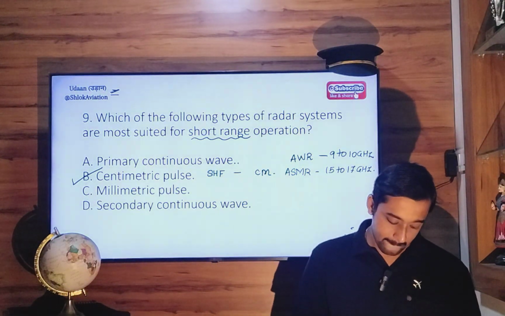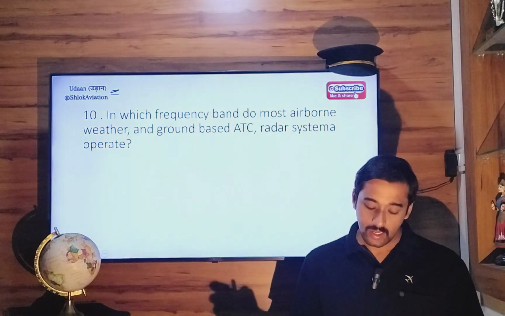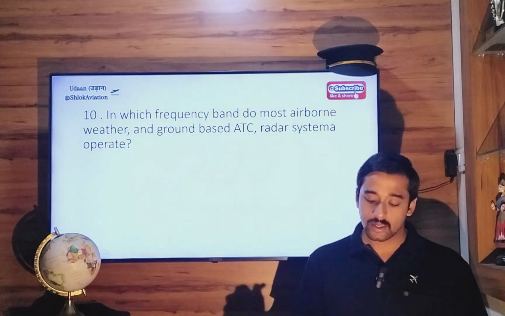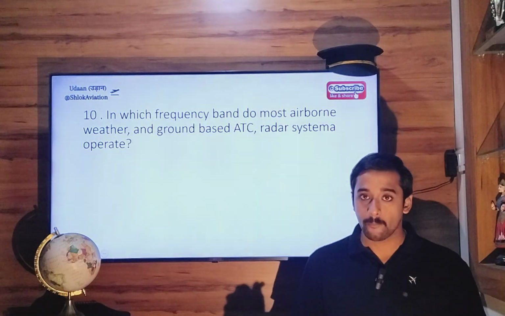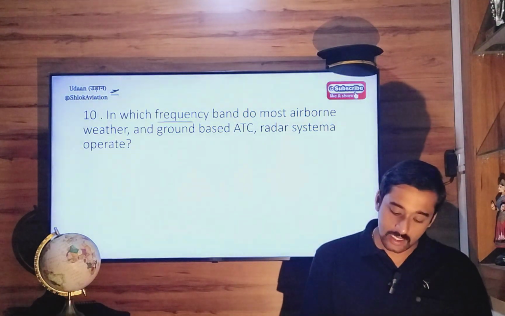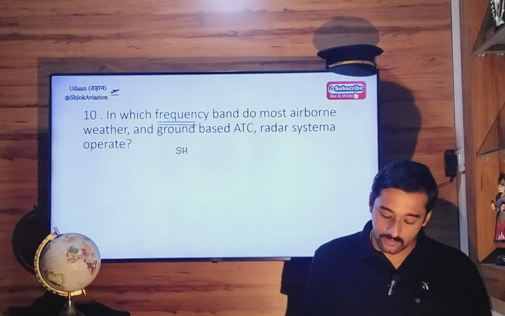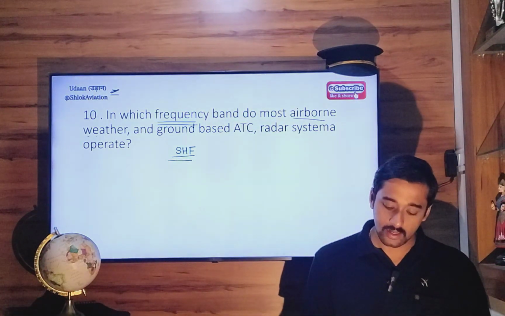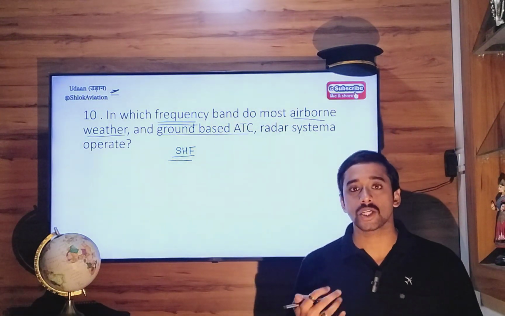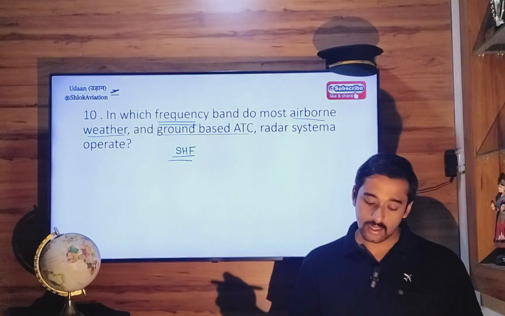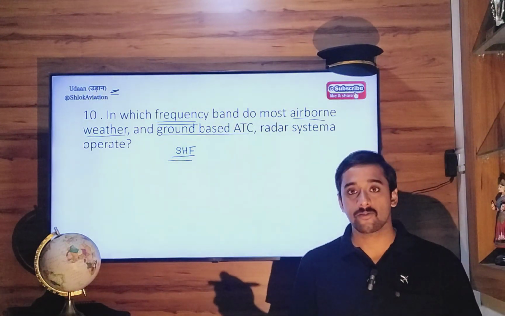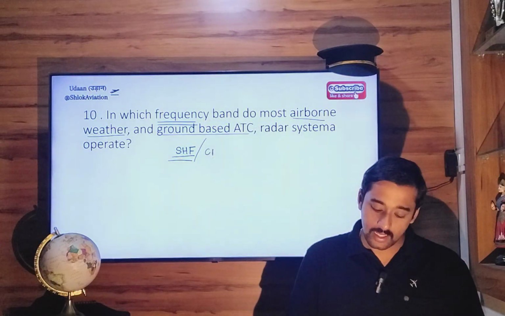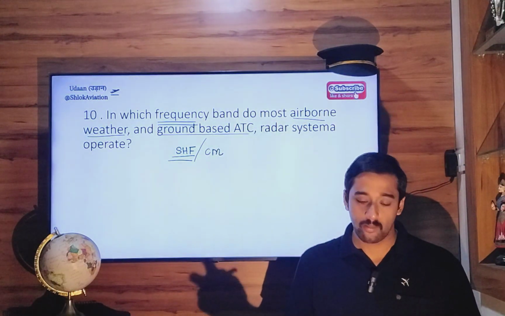Remember this. Next, question number 10. In which frequency band do most airborne weather radar and ground-based ATC radar systems operate? So the frequency band is super high frequency. Airborne weather radar and ground-based ATC means we are talking about surface movement radar. So these systems will operate in the frequency band of super high frequency. Corresponding wavelength is centimeters. So remember that.